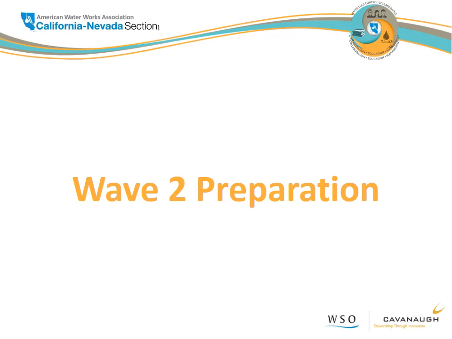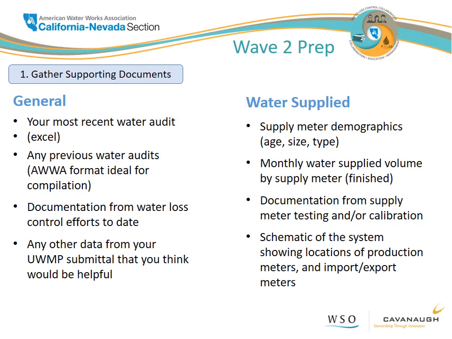In doing that, we are asking that you do a little bit of homework. We do have a couple things that we would like to ask you to do in preparation for that. One of those things is the supporting documents, which include your most recent water audit. This would have been the water audit that was included with your urban water management plan that was submitted by July 1st of 2016.